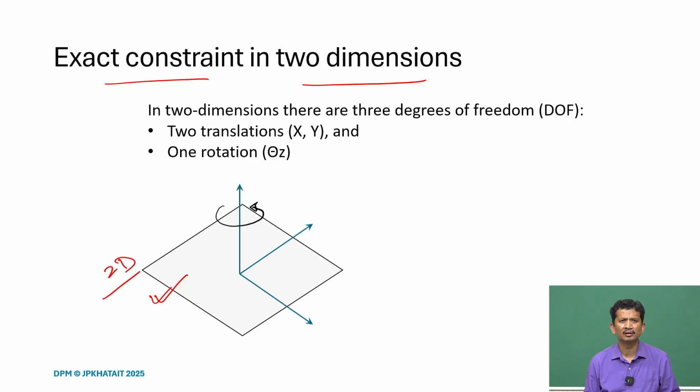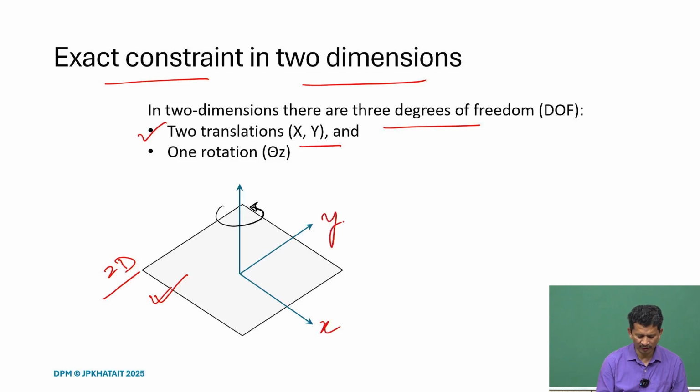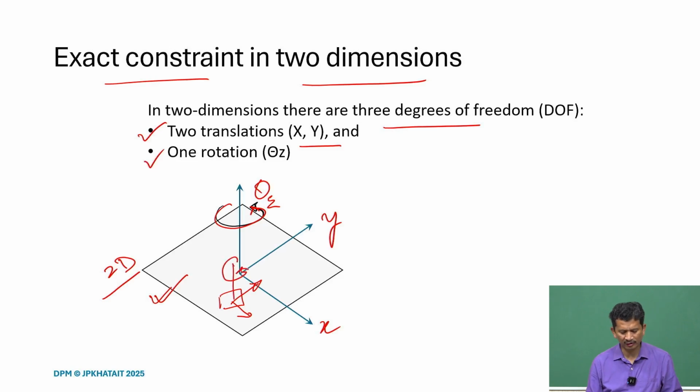If we restrict ourselves to this kind of motion, we realize that there are only 3 degrees of freedom, and what are they? 2 translations, x and y. So, for instance, here x and y. Any object we put on the top of the surface can move in the x direction and the y direction, and it can also rotate in the z direction, theta z. So, these are the degrees of freedom when we consider the 2-dimensional case.